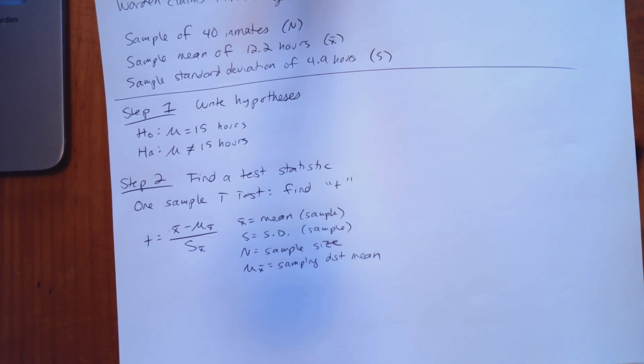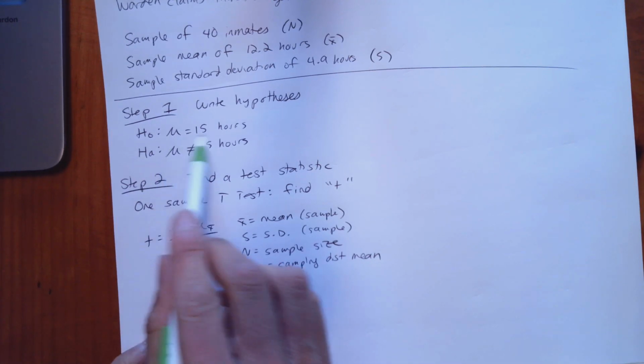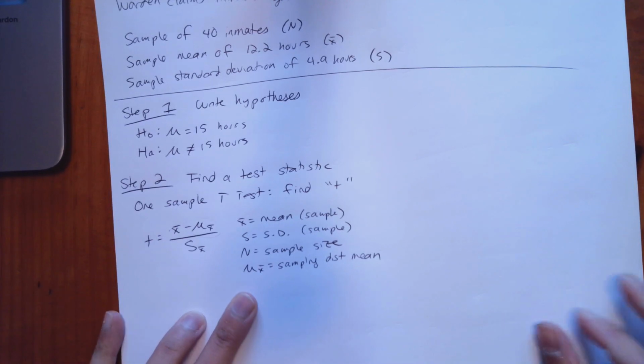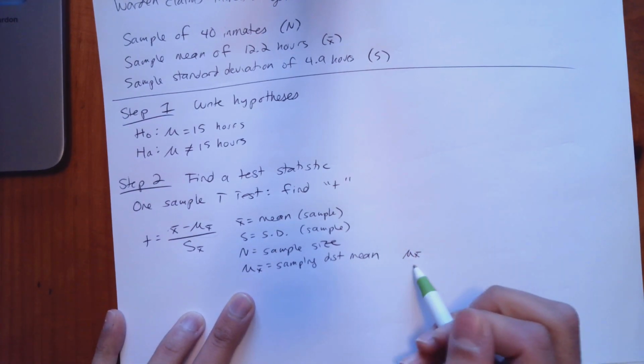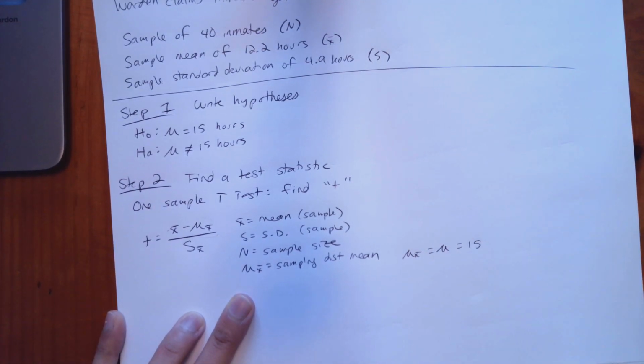In the same way that the mean for a normal distribution that's a sampling distribution is going to be equal to the population mean. So to find this, you're just going to look at whatever your population mean is up here in a world where the null hypothesis is true. So in this case, your sampling distribution mean is going to be equal to your population mean, which is equal to 15.